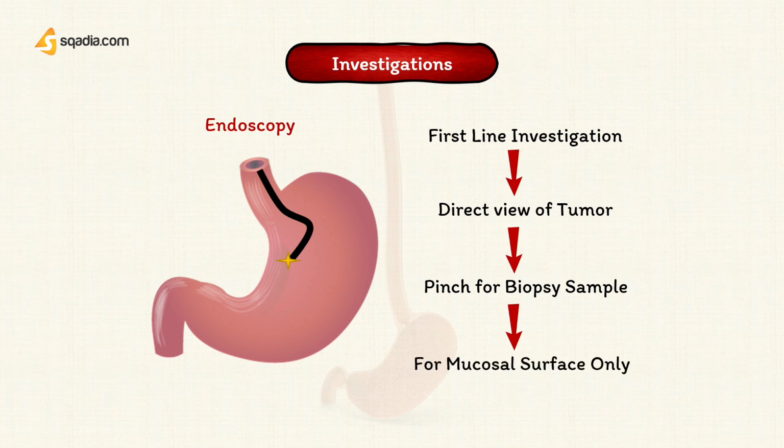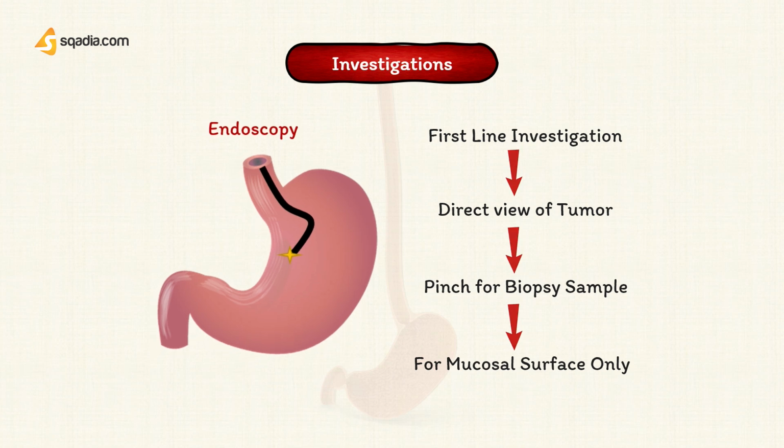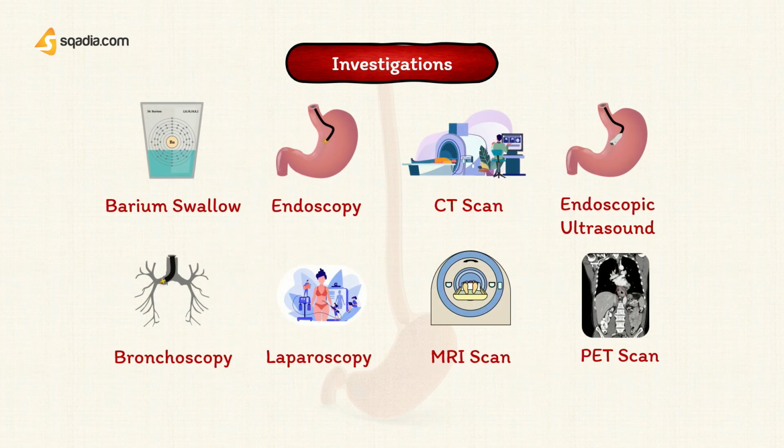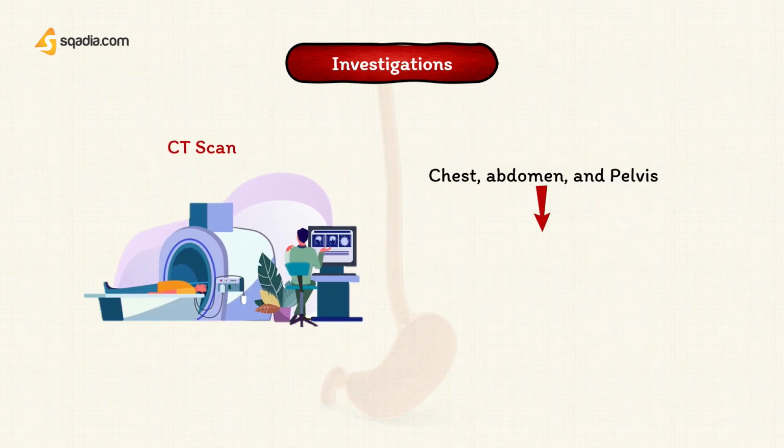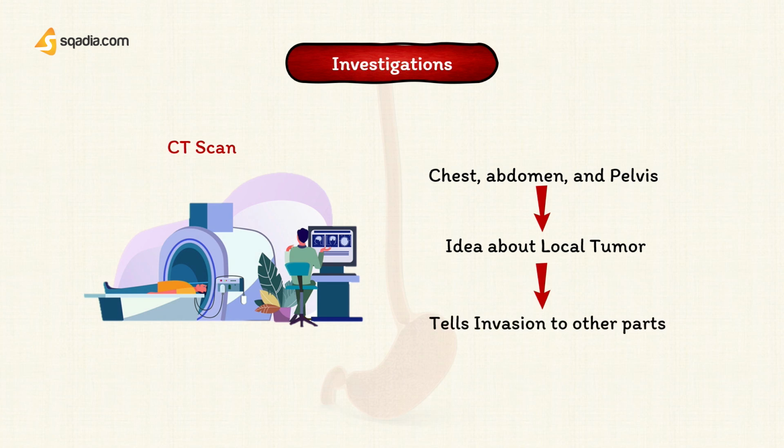Now, the only limitation being is that only the mucosal surface can be studied and biopsied. Although the advent of new endoscopes and the use of dyes might actually help us in the future. CT scans. The CT of the chest, abdomen, and pelvis can actually give us some clues about the extent of the tumor, as well as if it's invaded to other parts like the lungs, the liver, the peritoneum.